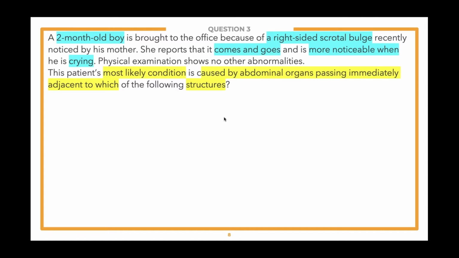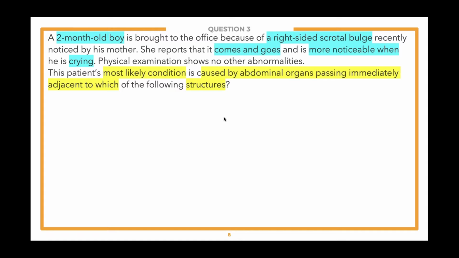Okay, we're told it comes and goes. It's more noticeable when he's crying. Okay, so there are some clues there. Now, this question, as we could see, was a little bit of a longer question. It asked us not just what the most likely condition is, but it's caused when organs pass adjacent to what structure. So we need to answer a few steps here.